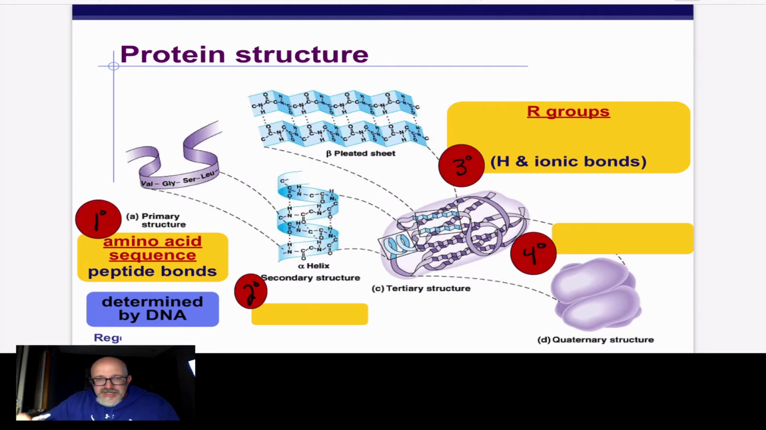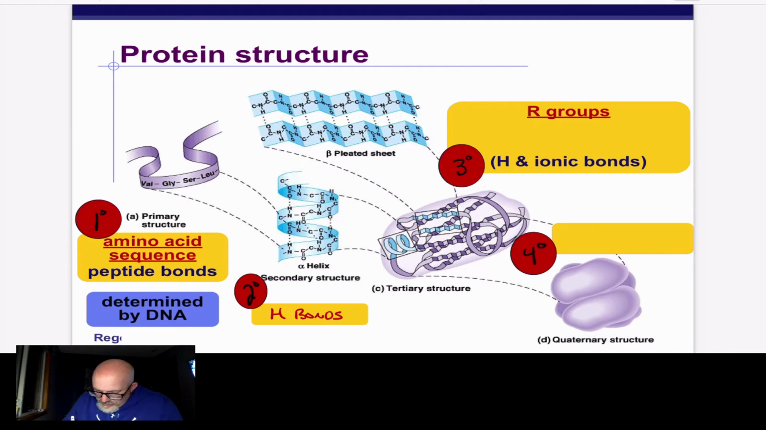In other words, the DNA codes for what order they should go in, and the primary structure basically looks like a beaded necklace where the beads are different amino acids, and that's it. Then, when you go from primary to secondary, we take that beaded necklace and we cause some hydrogen bonding.